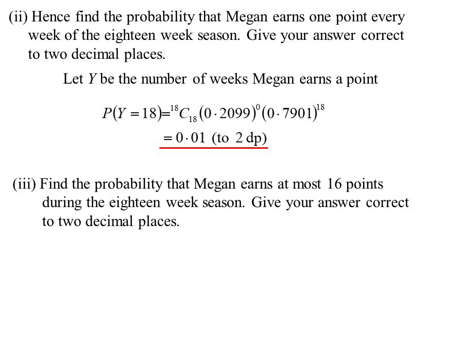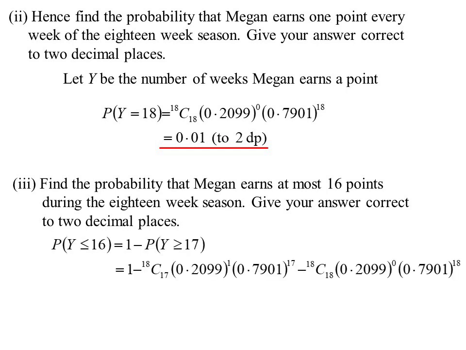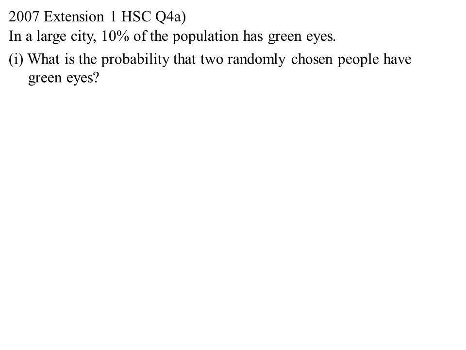Find the probability she earns at most 16 points. So at most, there's those keywords again. So we just worked out 18, but we're going to need to work out 17 as well for this one. But at least there's only one thing I've got to work out rather than working out 0, 1, 2, 3, all the way up to 16. And we got 0.92.